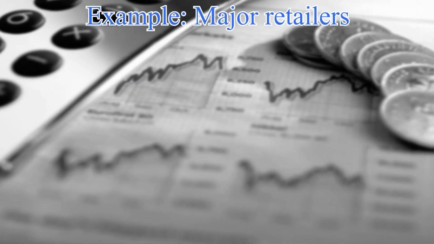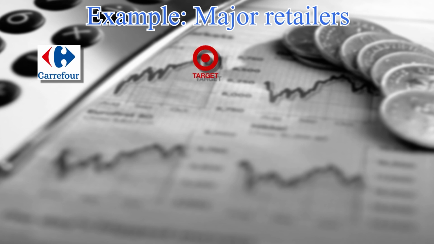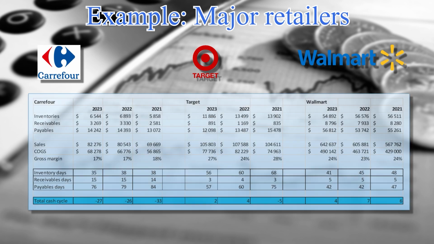Let us calculate the ratios that we've just discussed for 3 major retailers. The first one is going to be Carrefour, a major European retail store network. The second is going to be Target, a large US chain of supermarkets. And the third one is going to be the largest retailer in the world, Walmart. If we calculate their cash cycle, their inventory days, receivables days, payables days, then you can learn quite interesting information about those companies.